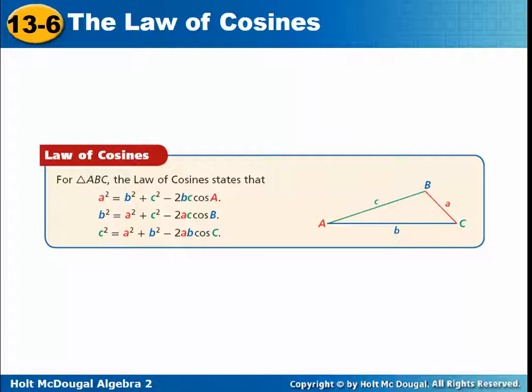But basically we're going to say that a side squared, like say a squared, will be equal to the other two sides squared and added together, so b squared plus c squared, minus 2 times those two sides, b times c, times the cosine of this angle. Now they write this 3 different times just so that you can use any of the 3 angles with the sides and you can see how they go together.